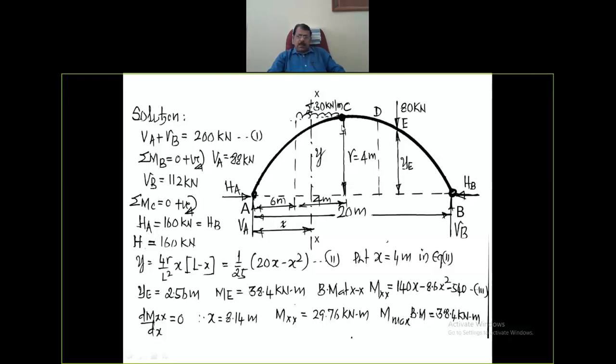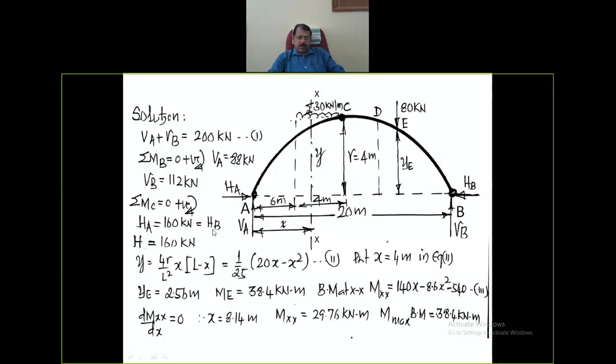Further, taking moment about the point C, that can be written as sigma MC = 0, again treating clockwise moments as positive. Now considering the portion A and C, write down the moments of all the forces between A and C and equate it to 0. Compute the value of HA. HA is equal to 160 kilonewton.